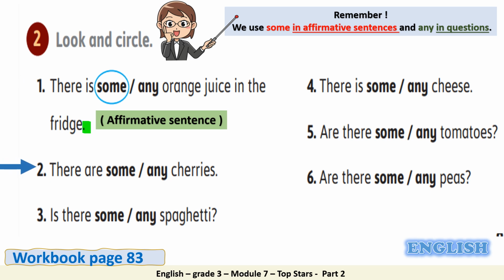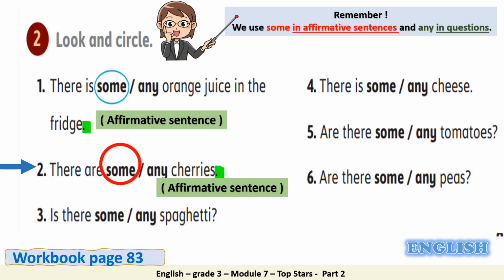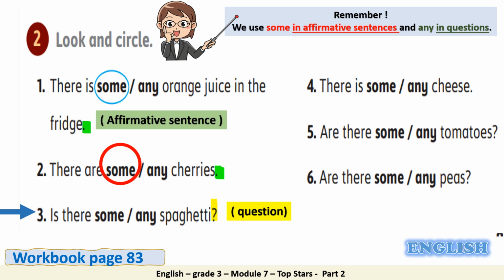Number 2. There is a full stop. It's an affirmative sentence. Very good. We have to say, there are some cherries. Number 3. There is a question mark. It's a question. Very good. Any. Is there any spaghetti?